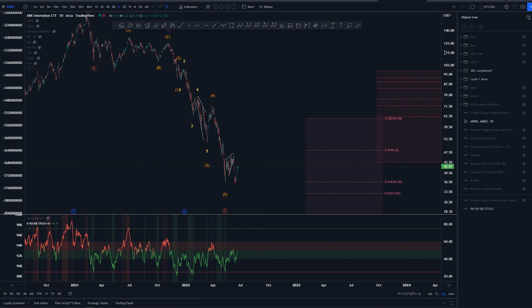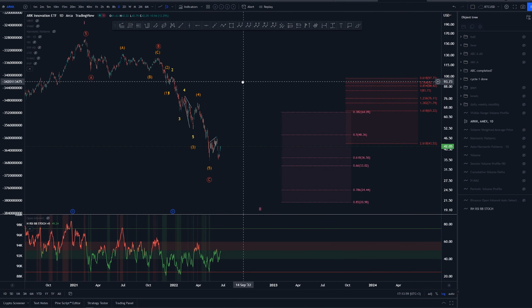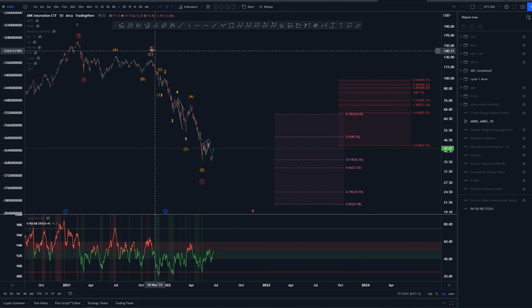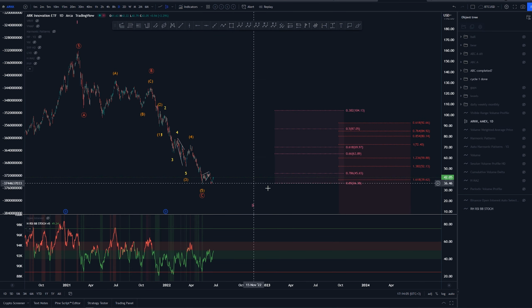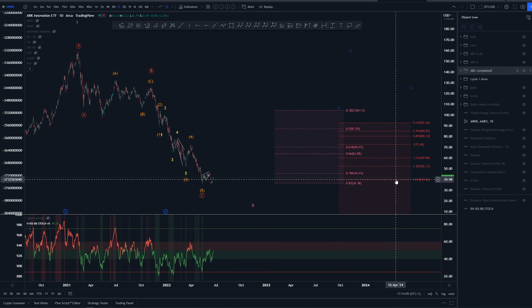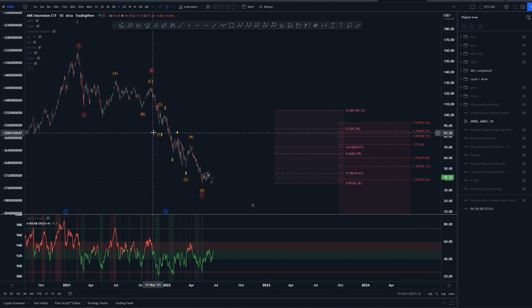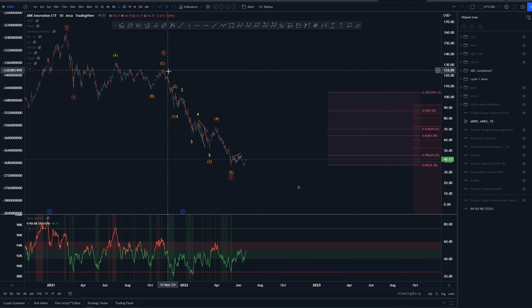First one is saying that we have indeed completed this wave structure here as an A, B and C. The wave C is very large. Even on arithmetic scale we can see that it goes to around the 1.618, but we do have some kind of structure here that can support this idea.